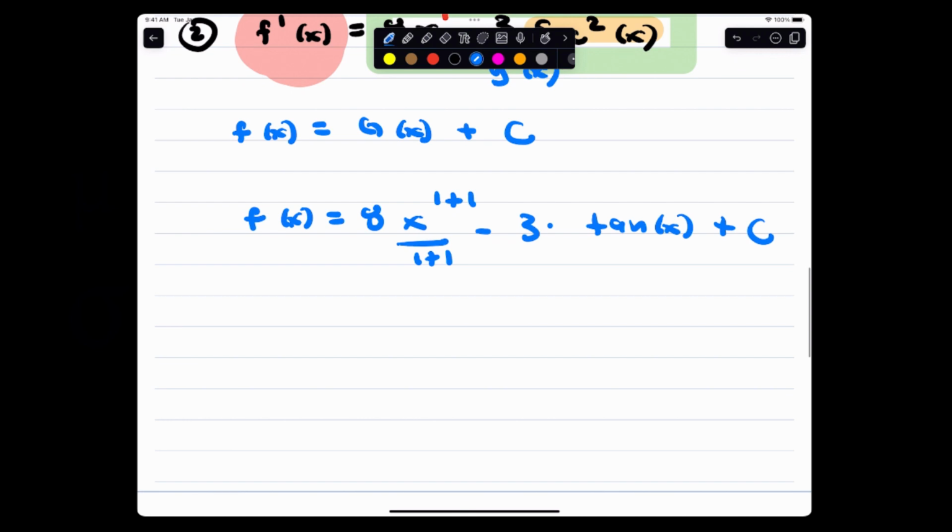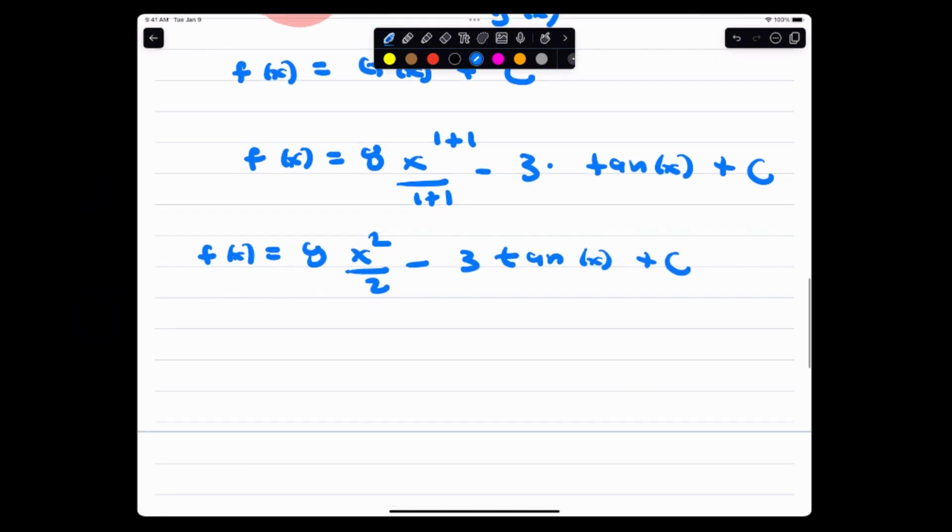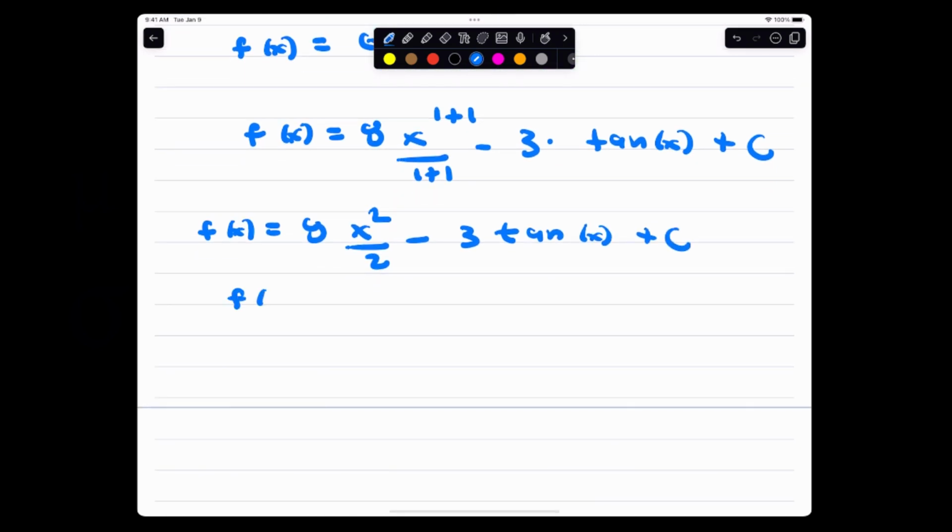So the rest is going to be just your arithmetic. The original function will be 8 x squared over 2 minus 3 tangent plus c. The original function is going to be 4x squared minus 3 tangent plus c.